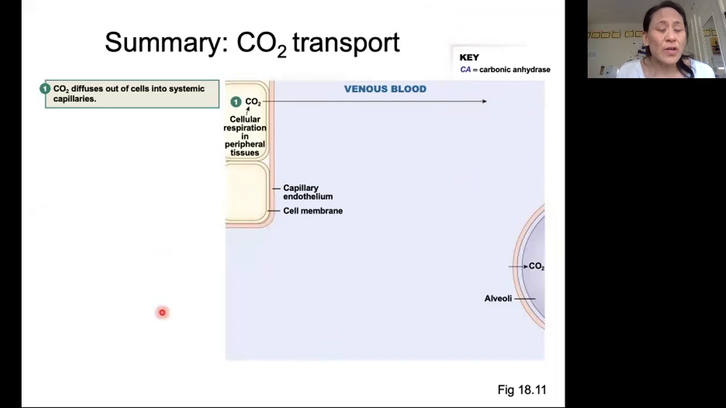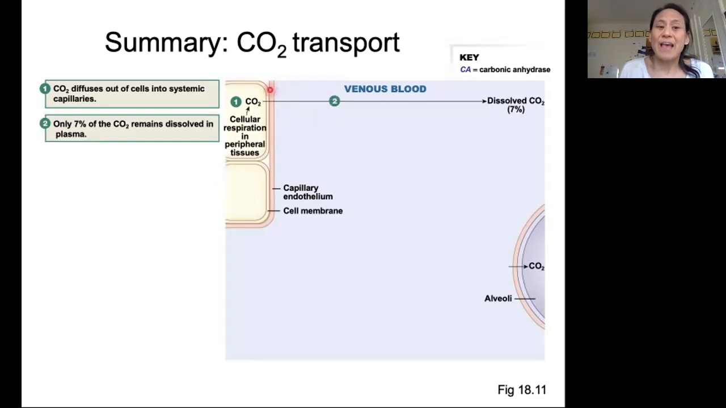Okay, so this figure summarizes how CO2 is transported out of the body from our tissues. Starting right here, I just want to remind you that the tissues, as they metabolize, are creating CO2. 7% of that CO2 enters the plasma as dissolved gas.